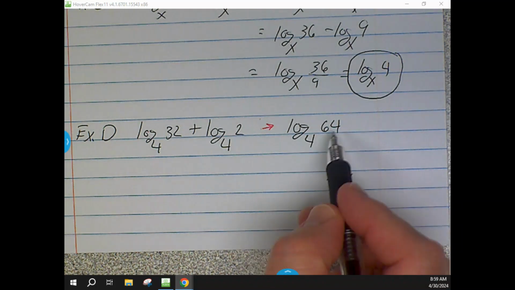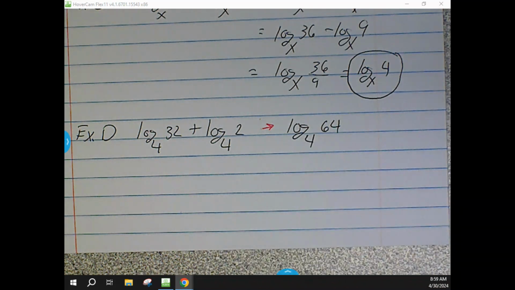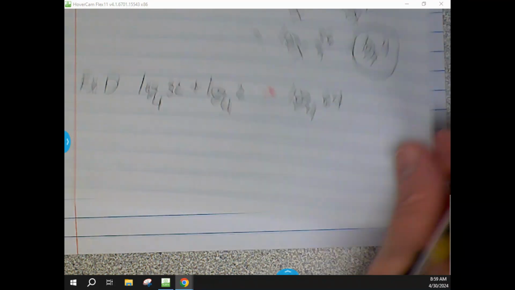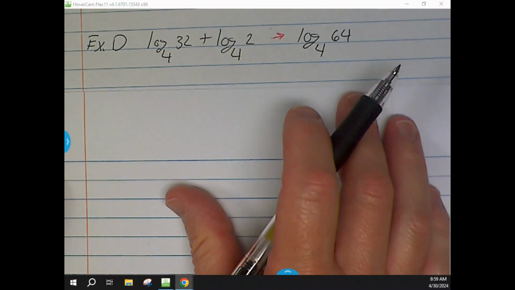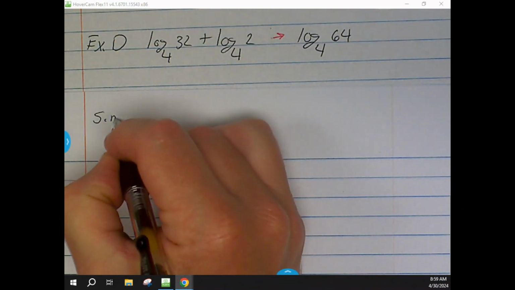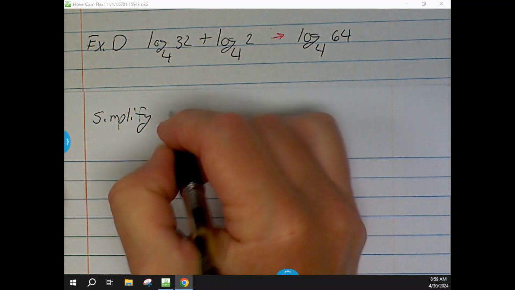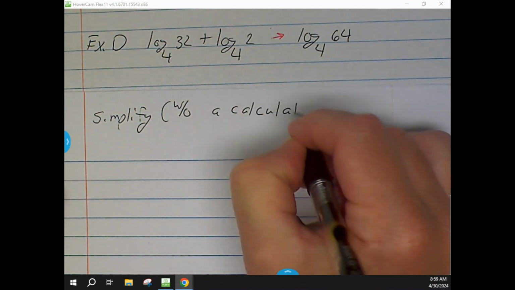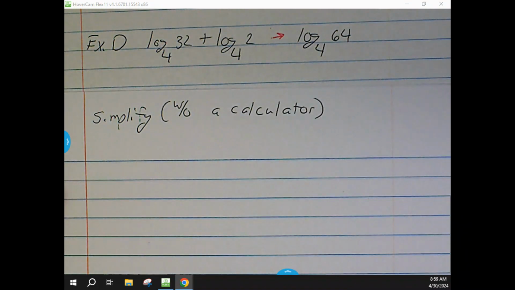Okay, so if you got log of 64 base 4, this is not the actual answer. We'll show you what the answer is here in just a second. But what they're going to ask you to do for a lot of these cases is take this problem you've got here, log base 4 of 64, and simplify that one. Now, they're going to tell you without a calculator. So we're going to show you how to do it without a calculator, but then we're also going to show you how to do it with a calculator.